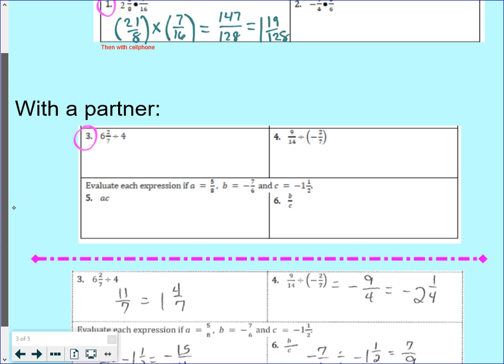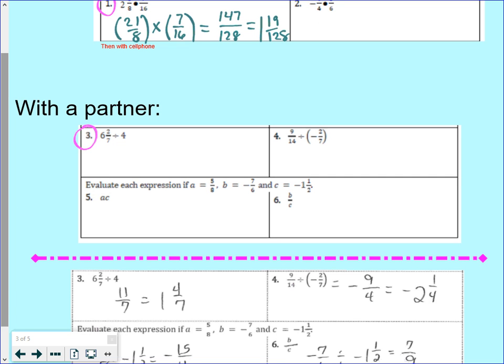Okay, let's scroll down and look at number 3. So we're going to convert 6 2/7 to an improper fraction, and you get 44/7. And then you're going to hit the division sign, right? And then you could just put in 4. And when you hit enter, you do get an improper fraction. To convert an improper fraction, we're going to hit the menu button, 271, yellow, negative, enter, and we get our mixed number of 1 and 4/7. Questions? Clarify any of those two.